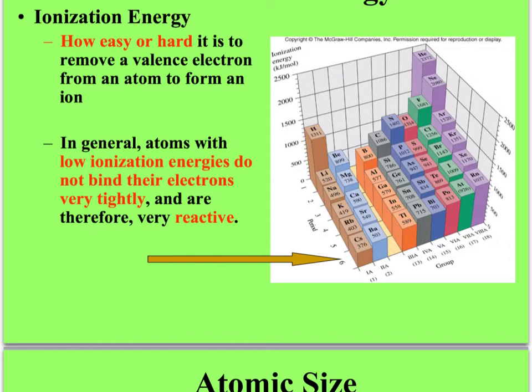So if you look here, the trend would be that it's going to increase in difficulty to get those electrons off. And doesn't that make sense if you look right here that the noble gases would be the highest because they are very unreactive. So it's going to be very hard. It's going to require a lot of energy to make it into an ion.